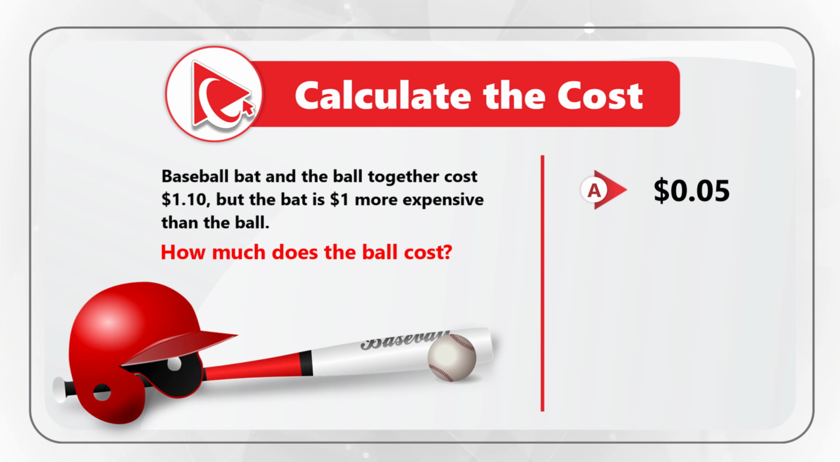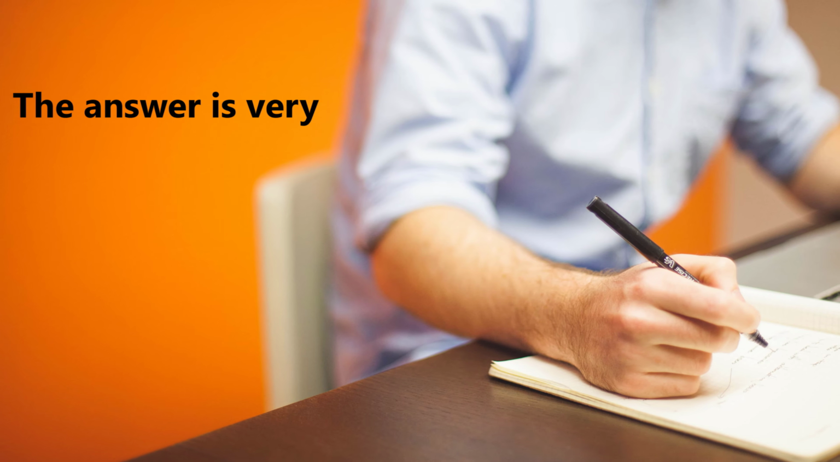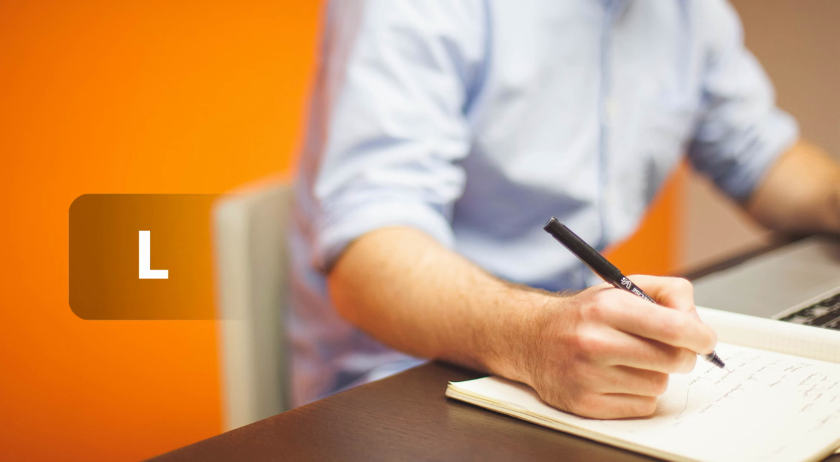You need to select one out of 4 possible choices. Choice A, 5 cents. Choice B, $1.05. Choice C, $1. And last but not least, choice D, $2.01. Take a close look to see if you can come up with the answer. The answer to this question is very simple but not obvious.